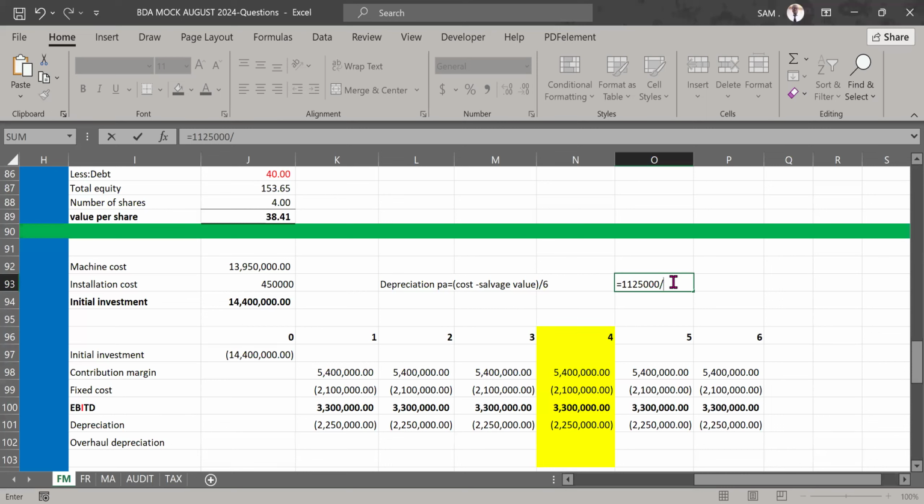Now, remember, the overhaul is done at the end of year 4. How many more years are remaining for the expected useful life of the machine? Because this overhaul should ensure that the useful life is achieved. How many more years are remaining at the end of 4 years? I believe you can all see it is 2 years, right?